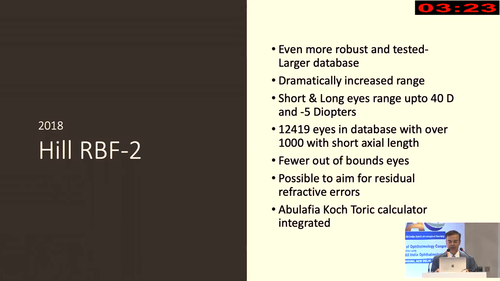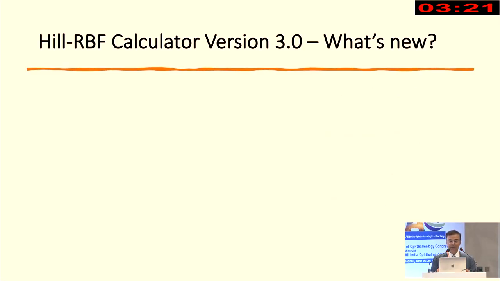It comes integrated with the Abulafia-Koch toric calculator, just like the Barrett Toric. They are about the same, so there's no big difference in the toric calculation between the two. The Hill RBF is actually built into the Lenstar, which is a Haag-Streit proprietary thing with a kind of monopoly, but the Hill RBF is also available as a free calculator online, and anybody can use it with optical biometry. It comes from rbfcalculator.com. I think that's the site which is used.